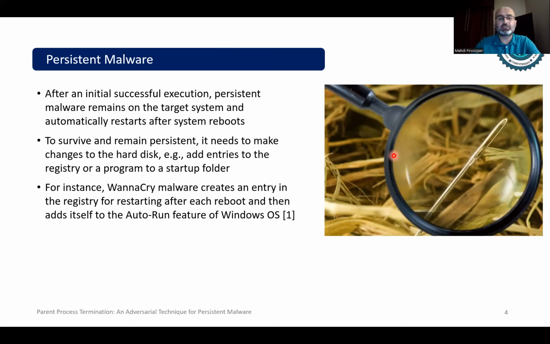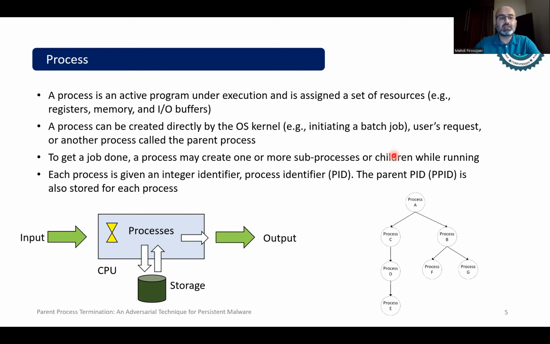After an initial successful execution, persistent malware remains on the target system and automatically restarts after each system reboot. To survive and remain persistent, adversaries need to make some change on hardware or on some part of the system files in the victim's system. One of the techniques used by adversaries is manipulating the system process.